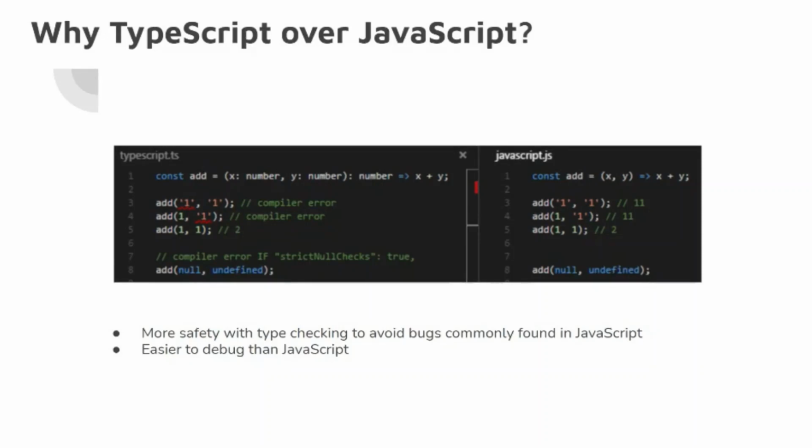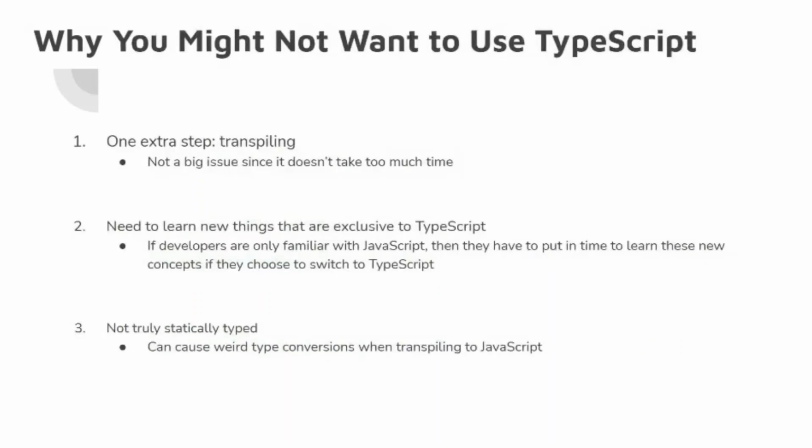Here is an example of the advantage of using TypeScript. On the left is a short snippet of TypeScript code, and on the right is a bit of JavaScript code. By strictly typing the parameters and return value for the function add, TypeScript can detect errors such as invalid argument types at compile time. Here are some reasons why you might not want to use TypeScript.